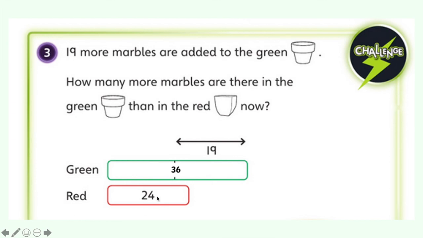But now we need to work out how many more marbles are there in the green compared to the red. So we're trying to work out this missing bit here. And we need to do that by either subtracting 24 from 36, so doing 36 take away 24, or we can count on from 24 how many do we need to get to 36. And the answer is 12. 24 add 12 more would get us to 36. So there are 12 more marbles in the green pot.